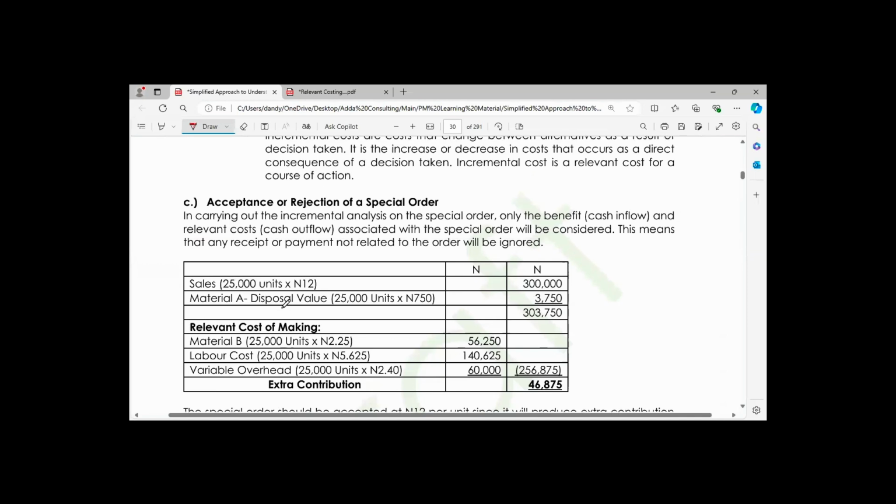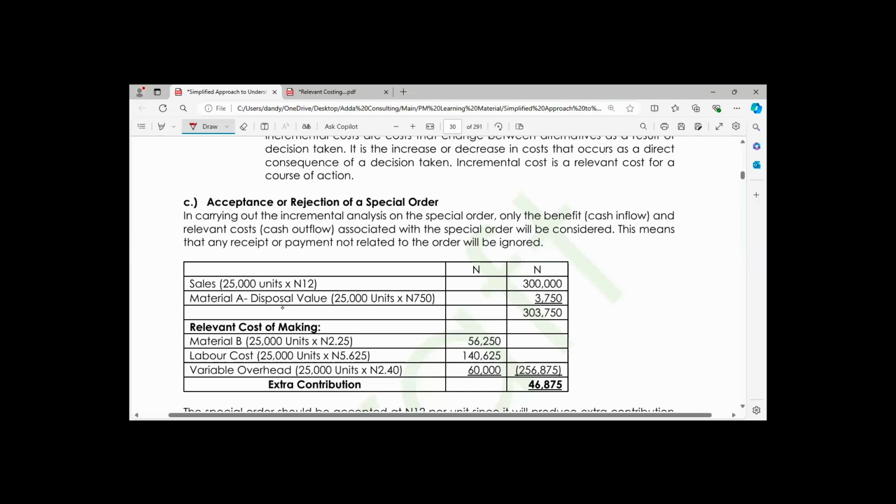Yes. In this number C requirement, of course, this has to do with acceptance or rejection of a special order. So this is how I solved it. In carrying out the incremental analysis of the special order, because that's what you are supposed to do, you're supposed to compare the revenue from the special order versus the relevant cost of making the special order, whether it will result in additional profit or loss to the organization. If the special order will generate additional profit for the organization, the company will accept the order. But if it's a loss, the company will reject the order. So that's basically what we are going to discuss when we get to short-term decisions.